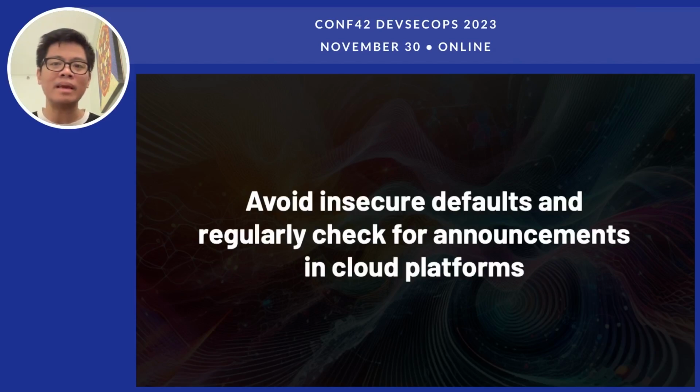So when building infrastructure resources using IAC tools, it's important to avoid insecure defaults and, of course, regularly check for announcements in cloud platforms. The tricky part with using infrastructure as code is the templates and examples available online may already be outdated. And there are some cases where the current configuration specified in those default templates may end up being insecure, meaning they may have security vulnerabilities.